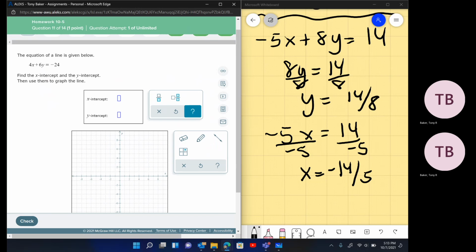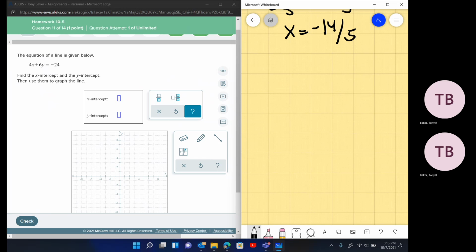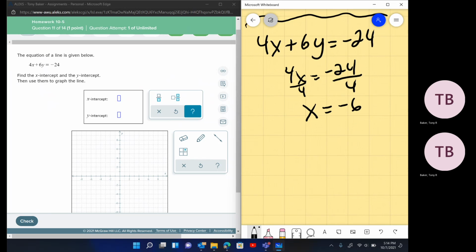All right, so this one's basically doing these 2 things, putting them together. They're giving me my equation. They want us to find my x and my y intercept and then graph it. So we have 4x plus 6y equals -24. So we're going to get rid of my 6y. So I have 4x equals -24. Divide by 4. So x equals -6. And then I have 6y equals -24, divided by 6. So y equals -4.